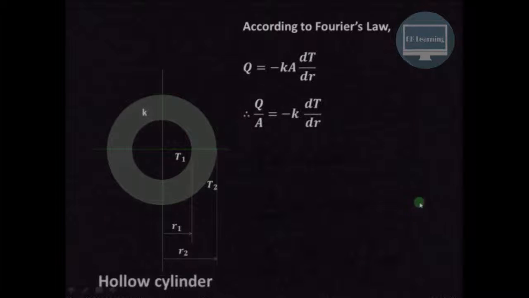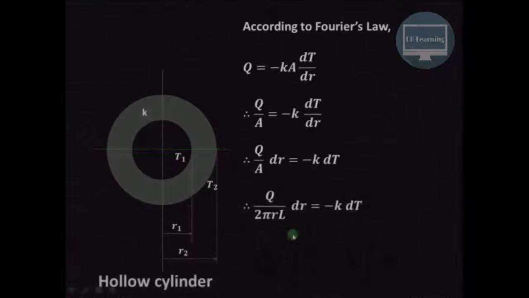So Q upon A is equal to, we have transferred this A to this side, so that is the heat flux, equal to minus K dT upon dr. Now transfer this dr also to the other side, so Q upon A dr is equal to minus K dT. Now the surface area of the cylinder is perimeter into length, that is 2 pi r, where 2 pi r is the perimeter and L is the length of this cylinder. So Q upon 2 pi r L into dr is equal to minus K into dT.